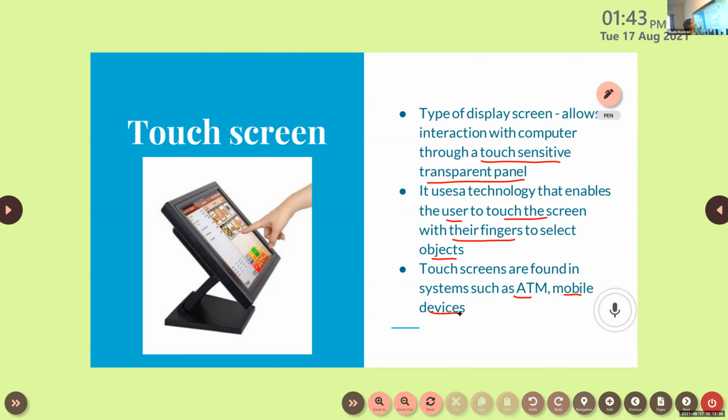So what is this? It helps us to interact with the device with the help of a touch sensitive transparent panel, isn't it? And we can just select any item with the help of our finger. And this has been found in ATM machines, and mobile phones, right?